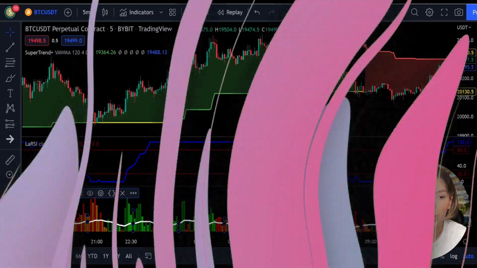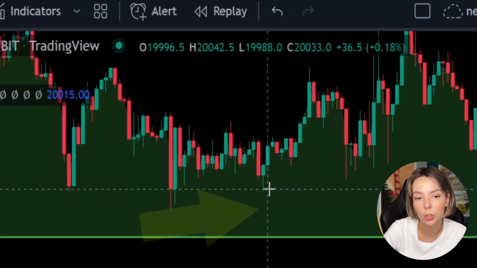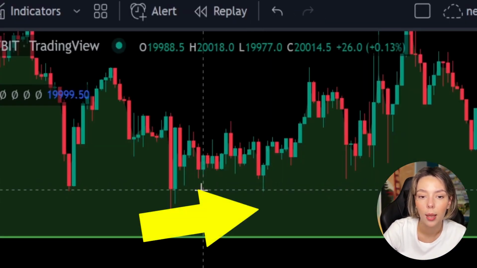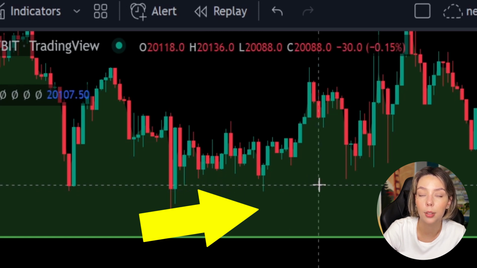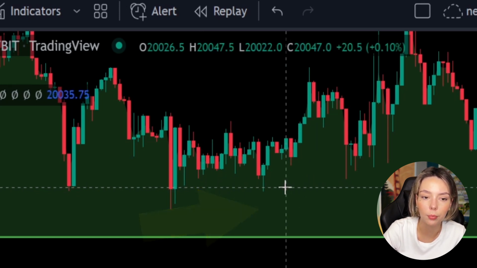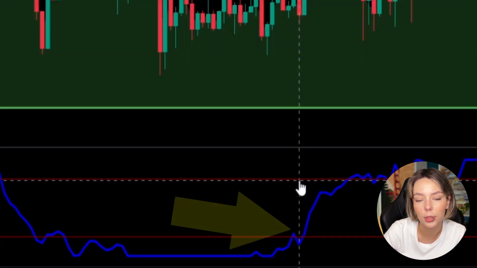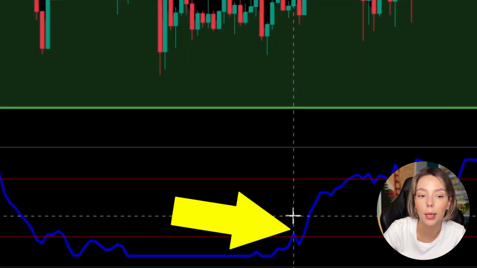so let's talk about the rules for entering a long trade. Number 1. The price action should be above the super trend, and the super trend line should be colored in green, like it's here. Number 2. The Ligear RSI blue line has to cross the lower band from the bottom to top, like it's doing right here.